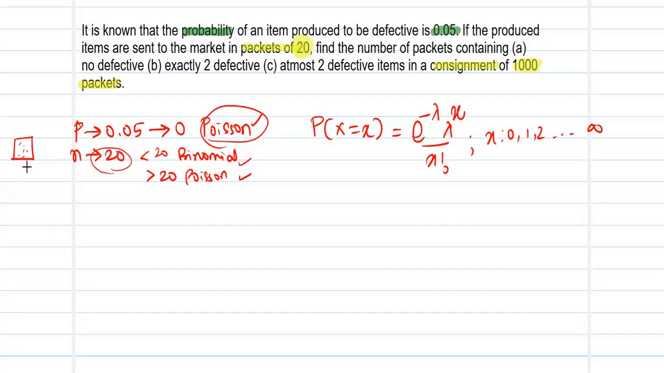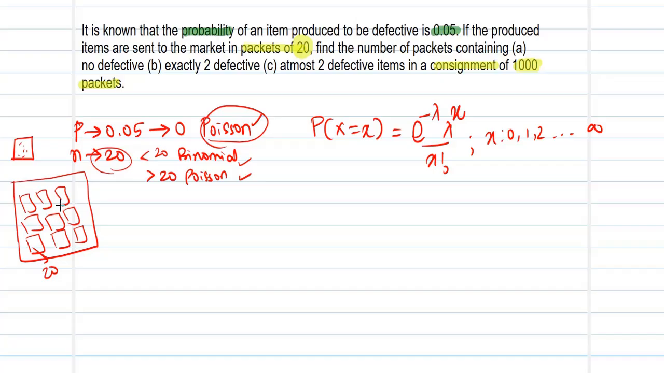Now you are sending the packets as a consignment, like a whole lot, and each of the packets has 20 items in them. So how many such packets do we have? Such a collection of packets is going to be 1000 in number. So this quantity 1000 is the representation for our capital N, and this value over here represents our small n. So we have been given small n as 20 and capital N as 1000.